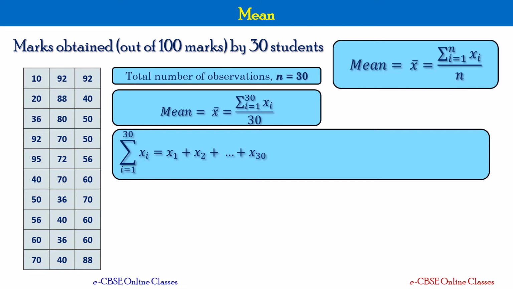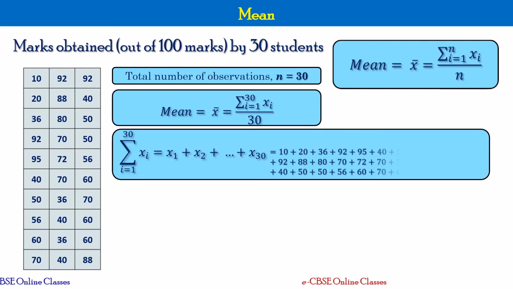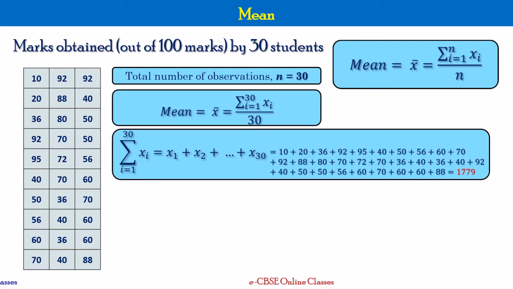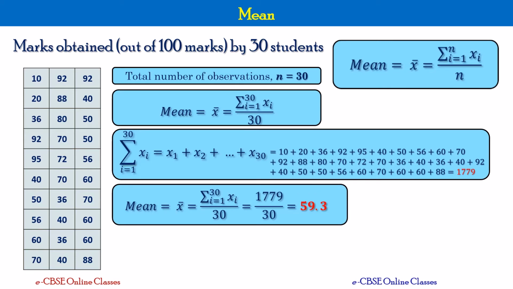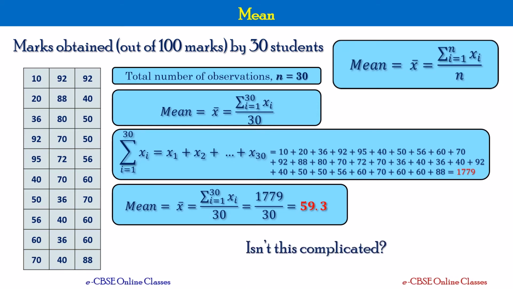So the brute force way of calculating this is directly to sum all the 30 numbers, 10 plus 20 plus 36 plus 92 plus and so on until 88. The sum is coming out as 1779. So the mean is nothing but 1779 by 30, which is coming out as 59.3. But here the direct summation looks unnecessarily complicated, correct? So let us see if we can find an easier and structured way of calculating this summation.